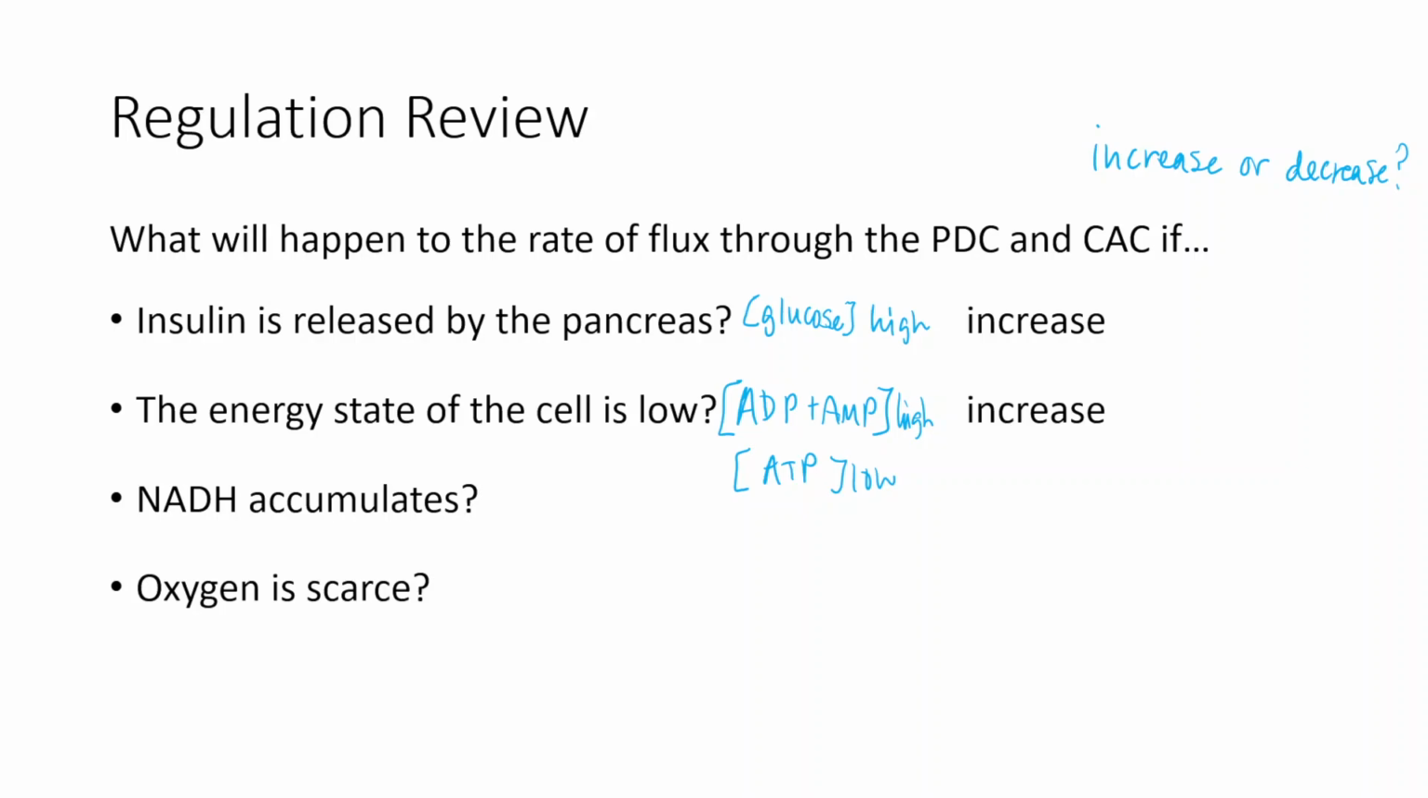Okay, so let's go with the next one. What happens when NADH starts to accumulate? Do we have increased or decreased flux? Decreased flux. Yeah, and why would that be? Exactly. So a product is accumulating. So when your product accumulates, that means the forward reaction is going to go more slowly.